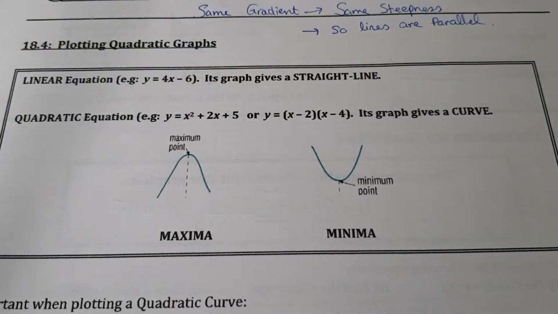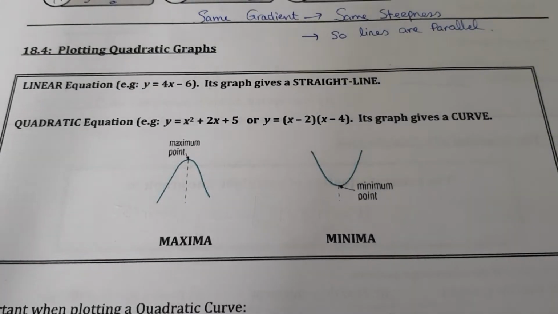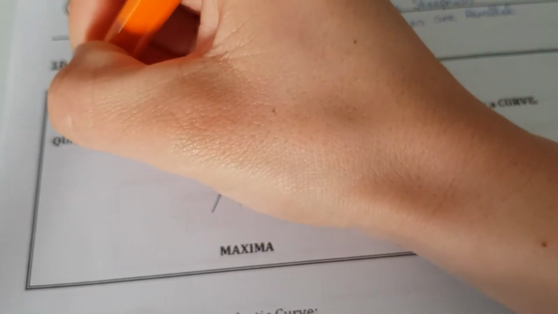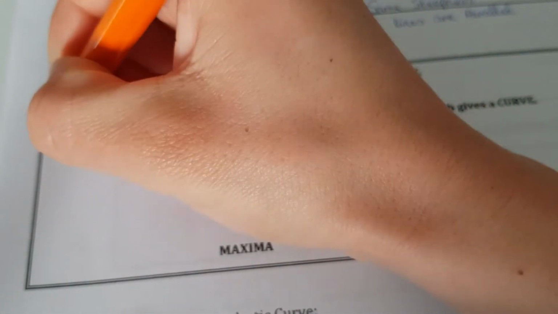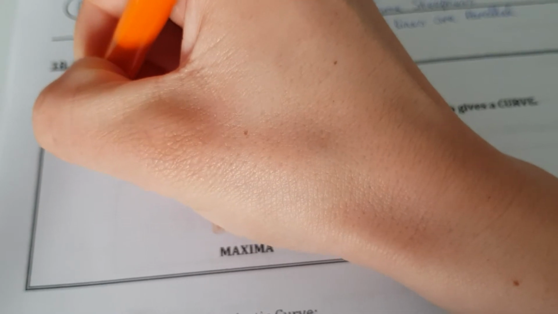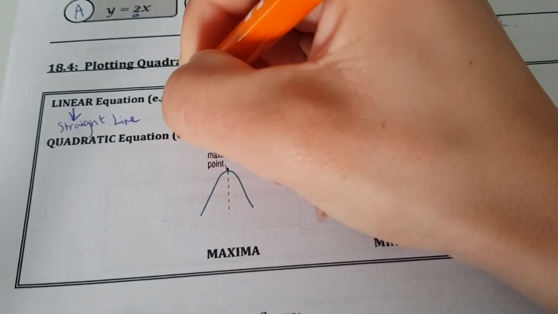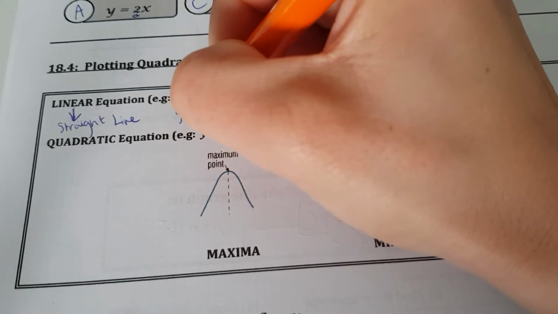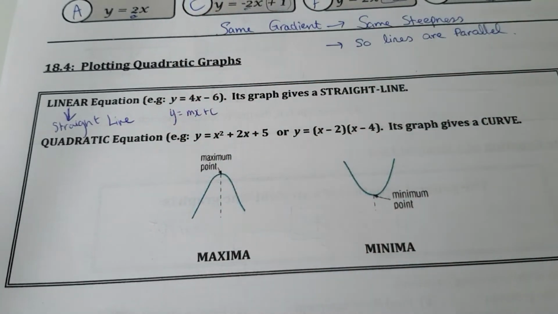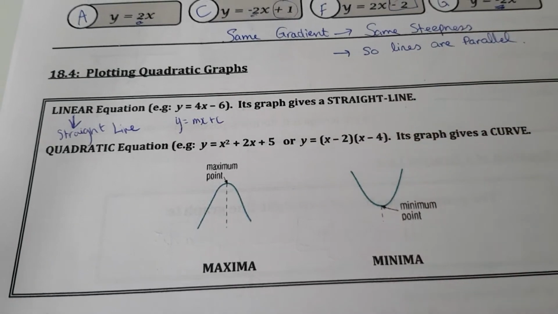Good morning. Today we will be working on plotting quadratic graphs. Don't forget that when we have a linear equation, and linear means straight line, the equation of a straight line is always in the form y equals mx plus c. So an equation like that forms a straight line.